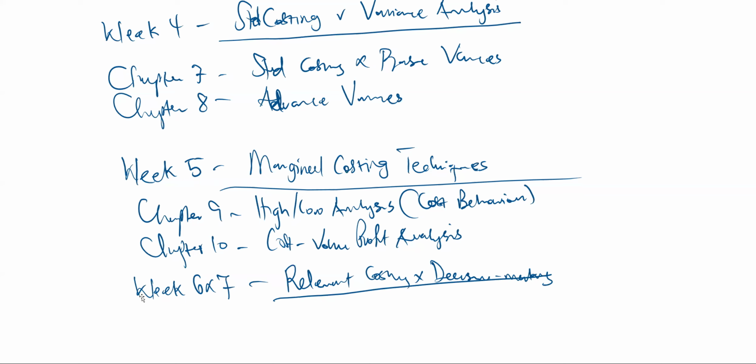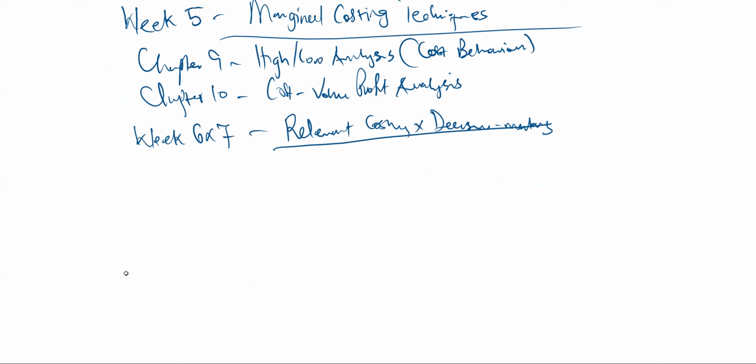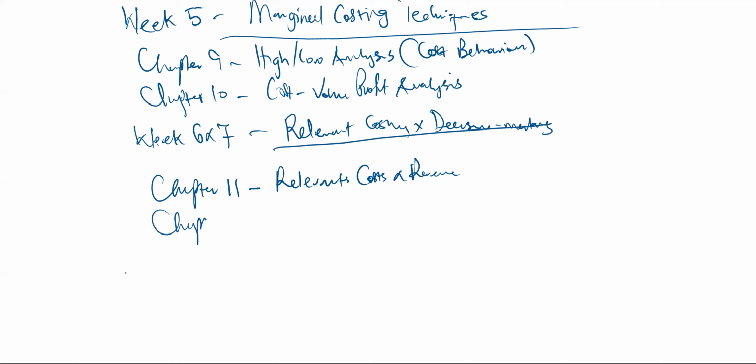Okay, so this one is another broad chapter. And then we are going to dive into chapter 11, where we do relevant costs, relevant cost and revenues, and the concept of minimum pricing. Then we are going to dive into chapter 12. We are going to look at decision-making techniques, right? Which is both short-term and long-term.